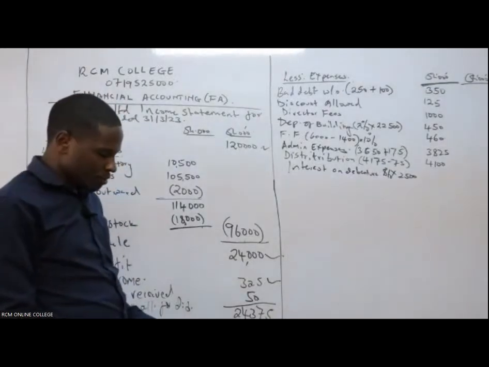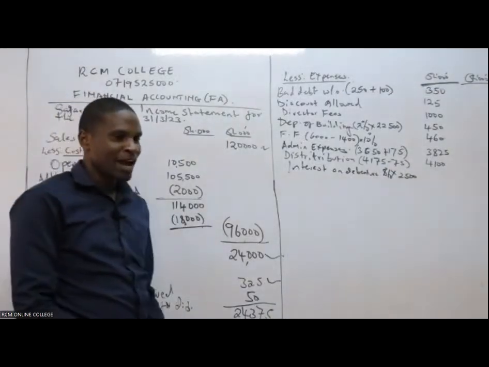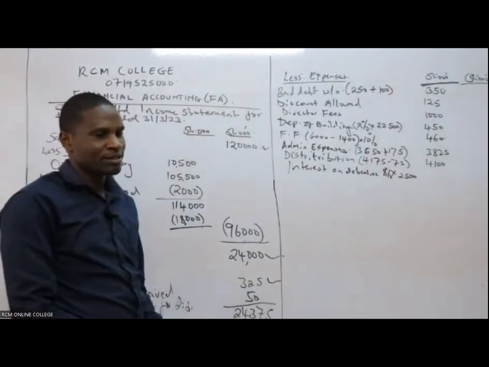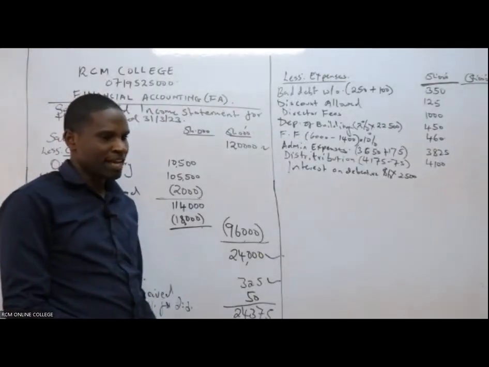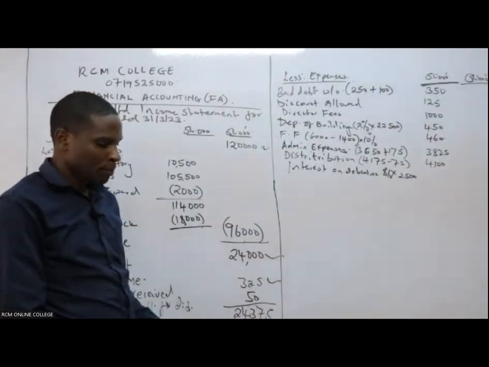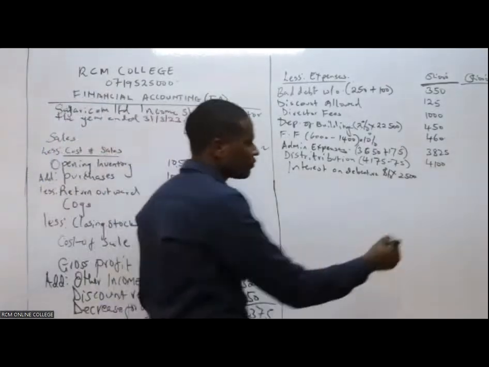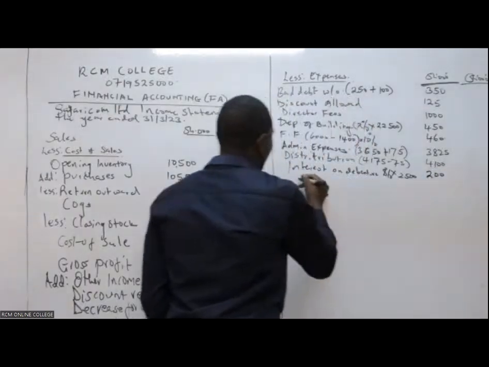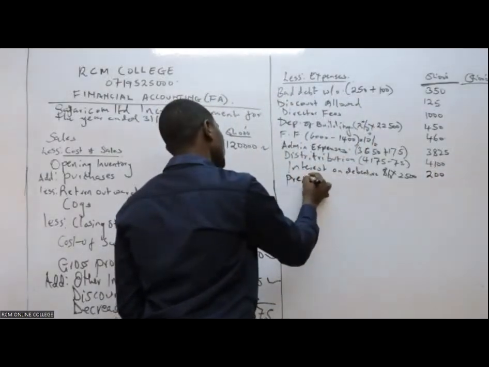8% interest on debenture. Then we have the proposed dividend. Look at almost the last additional information. We are given the proposed dividend, preference dividend. Here I am given 200. Preference dividend.